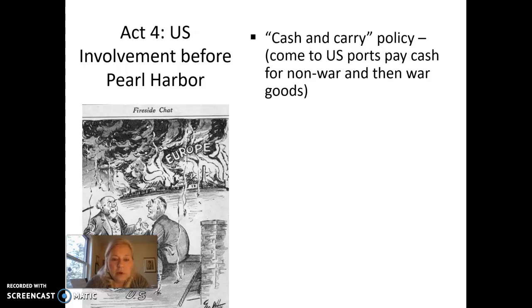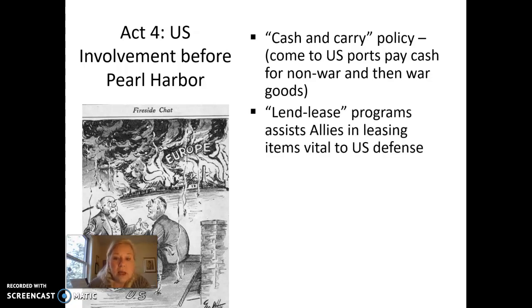So a couple of ways that the U.S. helped before they got directly in the war was something called the cash and carry policy. Now, the U.S. was officially neutral. There had been several neutrality acts that had been passed in the 1930s. The cash and carry policy was to sort of help get around that by allowing allied nations to come to U.S. ports and pay cash originally for non-war goods and then for war goods, including ammunitions and other supplies.